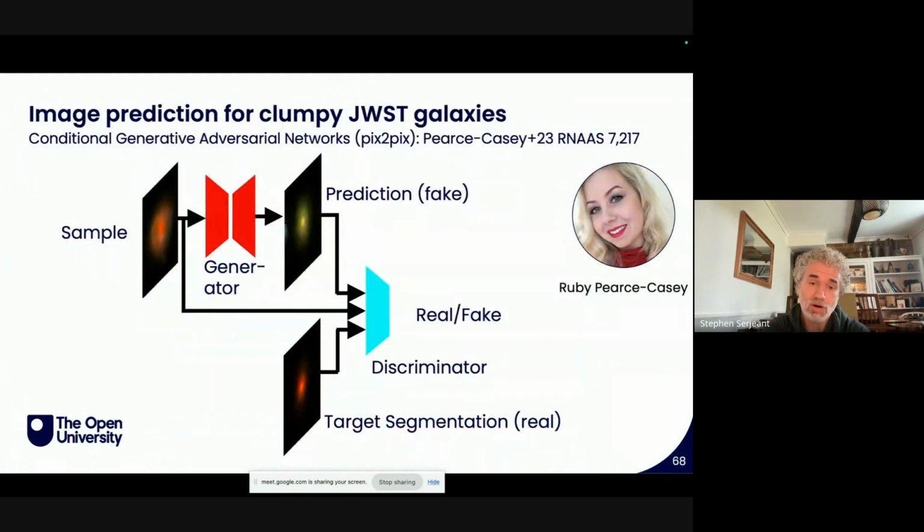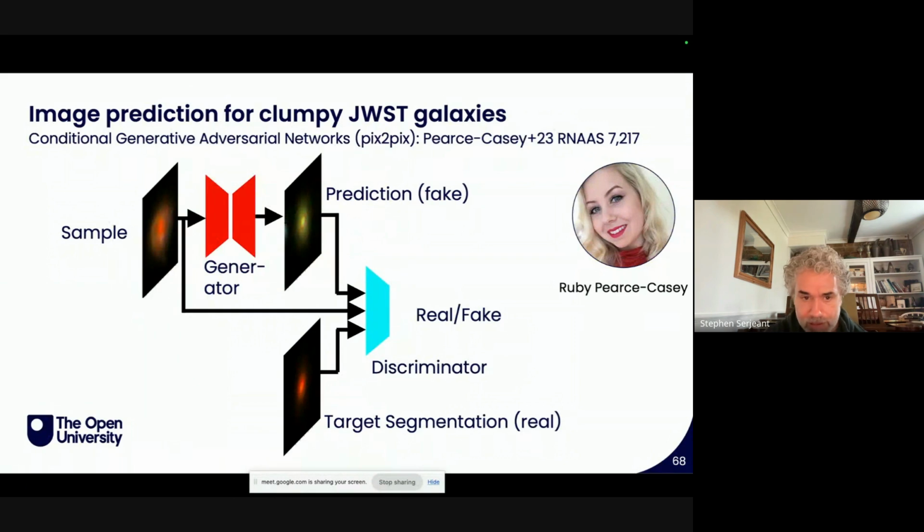And another application of machine learning to clumpy galaxies has been with conditional generative adversarial networks. This is done by a grad student, Ruby Pierce Casey. The idea here is you have data from the James Webb Space Telescope, which is a very expensive telescope, so it's very precious data. If you can predict some missing data, then you're making enormous savings, and if you have all of the data, you also create the ability to find anomalies. So the idea is you take the short wavelength data from the James Webb Space Telescope and try to predict the longer wavelength data.